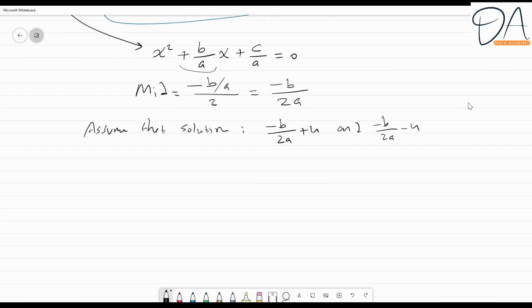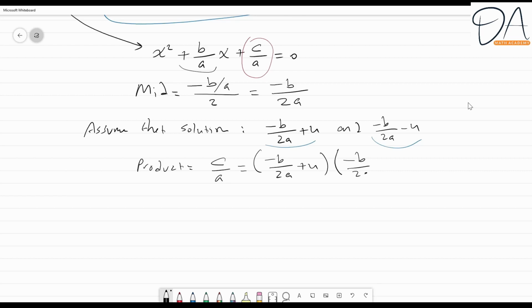Next, we know also that the product is equal to the constant coefficient. So in this case, it's equal to this. And also we can calculate it by multiplying the numbers that we have. So from the constant coefficient, we know that the product is equal to c over a. And by our assumption, this is also equal to minus b over 2a plus u times the other root. And this leads to c divided by a equals b squared over 4a squared minus u squared.